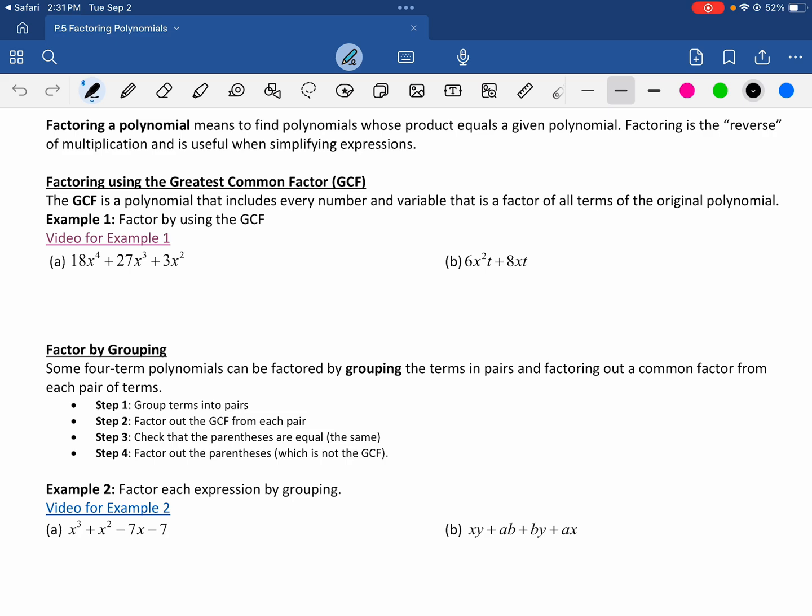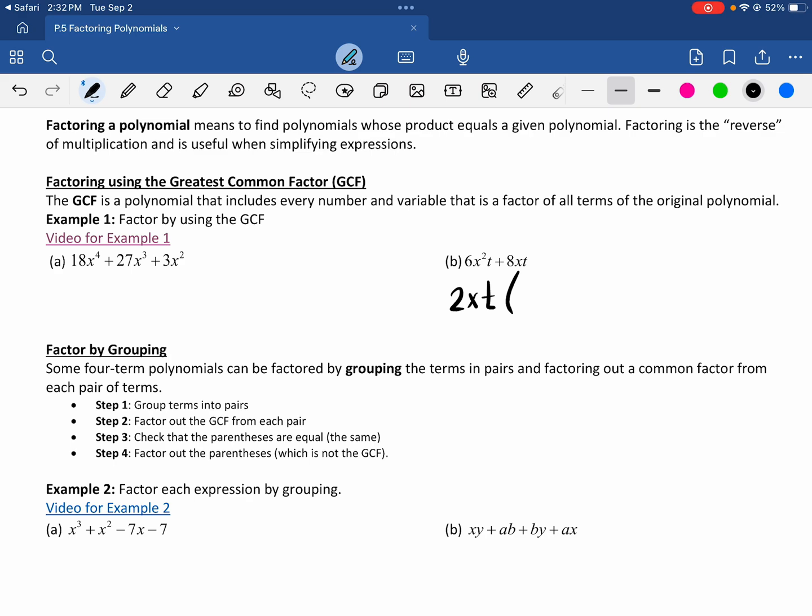So I'm going to do example B here. Looking at this expression, we're looking at do we have a greatest common factor. Between 6 and 8, I believe that 2 can go into both of those. They also both have at least one x, and they both also have a t. So 2xt is my greatest common factor there.